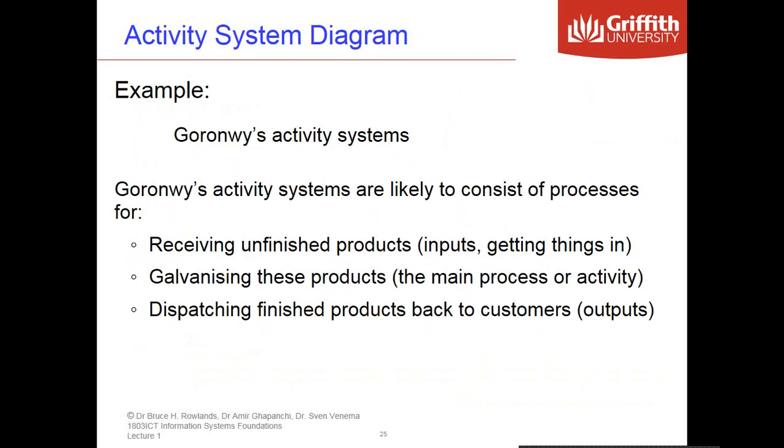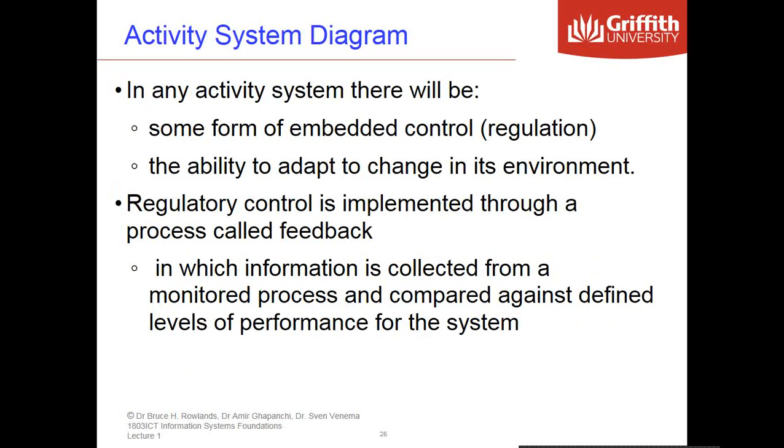So in the activity or any activity system, there will be some form of embedded control, some regulation for doing things, some way to adapt to changes in the environment so things are being processed. The regulatory control is implemented through a process called feedback. So basically something happens, and then you can ask a question. Okay, this happened, was it to the level that I expected? And I'll show you an example in a minute. But basically you can measure against some level of performance to see, should I make a change now or not?